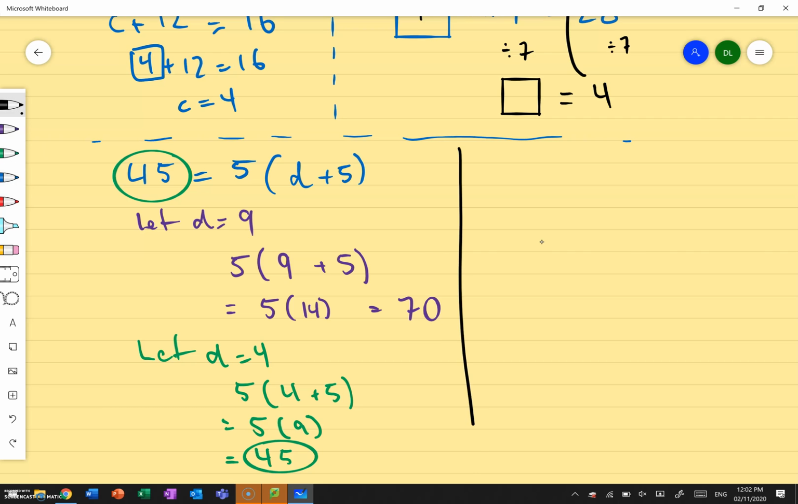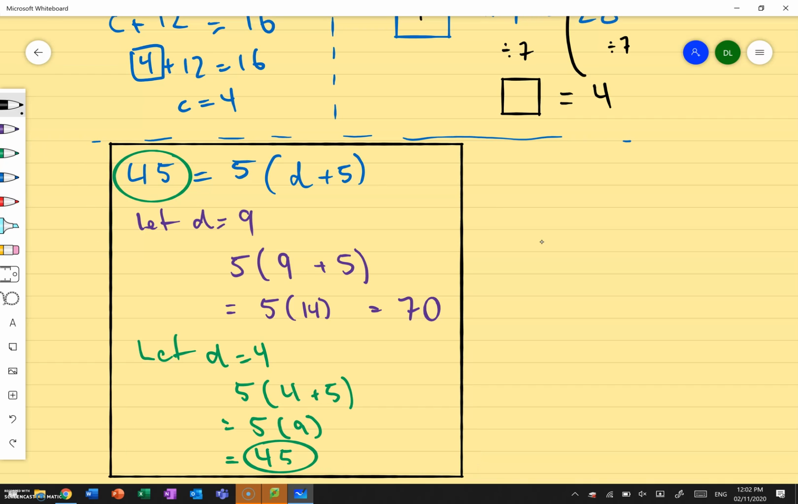I want you to copy what I've put in this really gross square. But what I'm about to write, you don't have to copy down. So I've got 45 equals 5D plus 5. What does that mean right there? What does that 5 mean? What's the operation in there? Times. I'm actually timesing. So you could do the opposite of times 5.